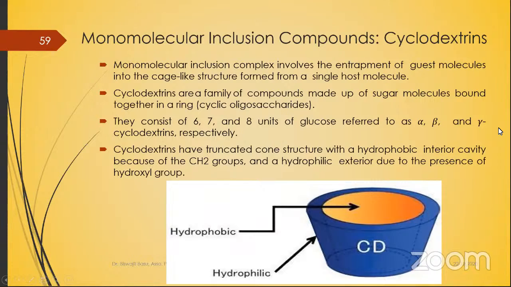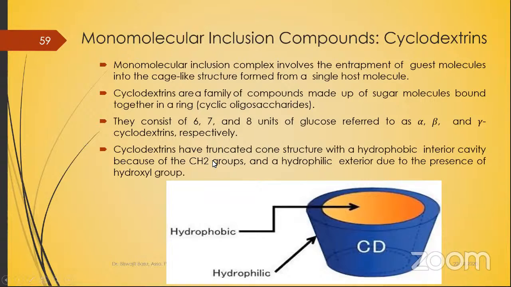What is the reason behind this? Why is beta cyclodextrin widely used rather than alpha and gamma? Why is beta used more than alpha and gamma? Because of the inside structure of beta cyclodextrin, the space available inside it can easily accommodate any drug. The structure is such that any drug can be very easily entrapped inside it. Because of that, beta cyclodextrin is widely used rather than alpha and gamma.